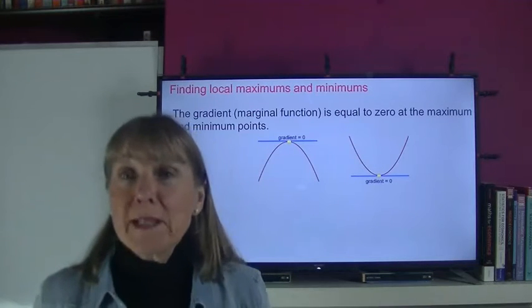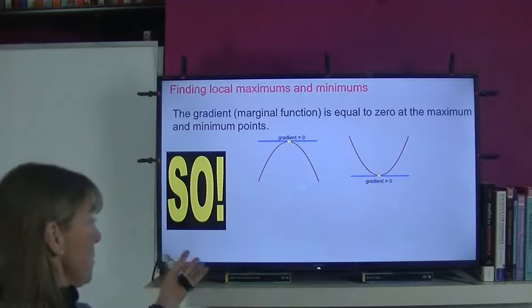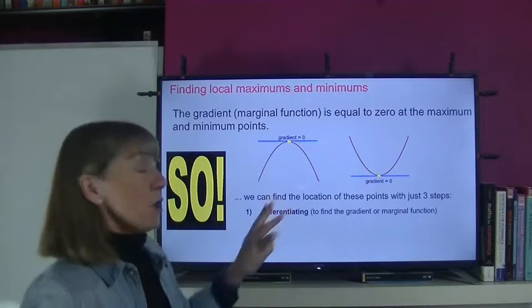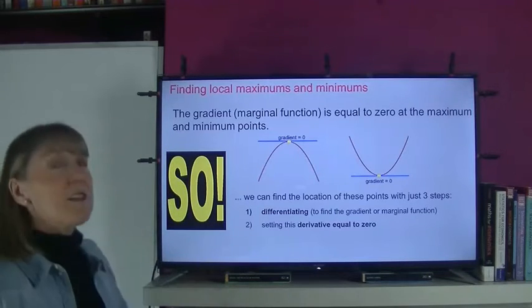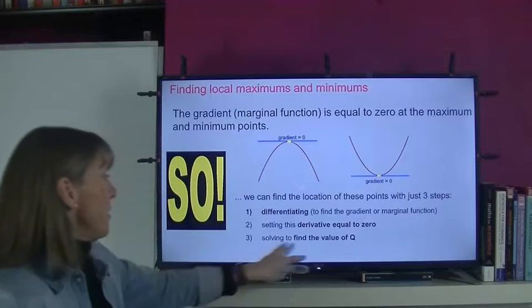So we know that the maximum and minimum points are where the gradient is 0. So we can find where those points are. And here's the 3 steps. We differentiate to find the gradient or the marginal change function. We set that equal to 0 because we're interested in the point where the gradient is 0. And then we solve for q.